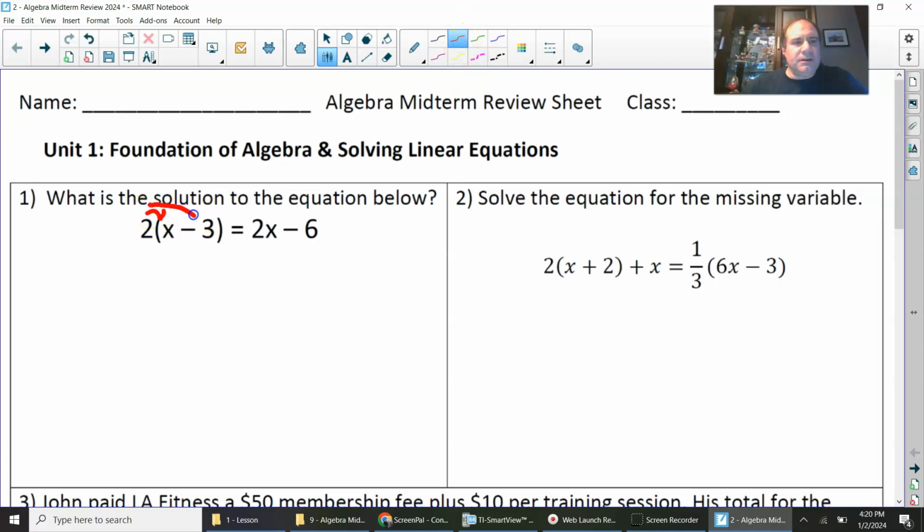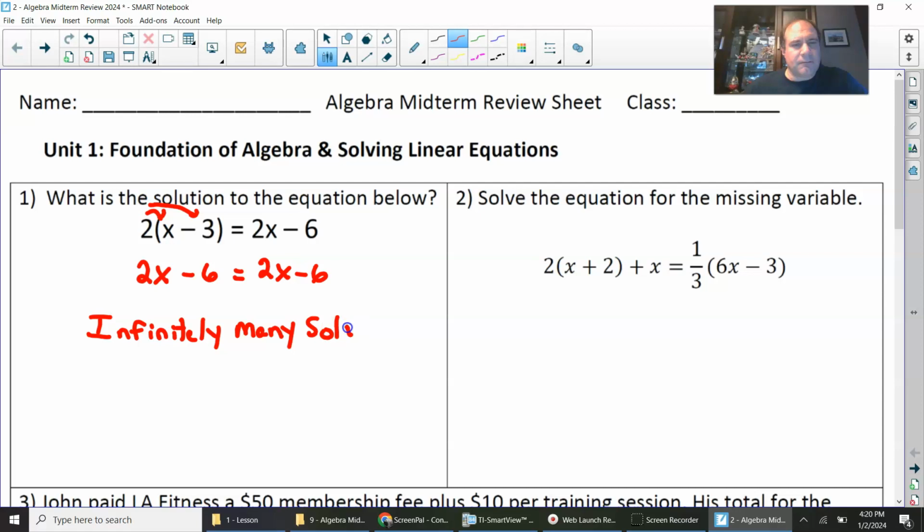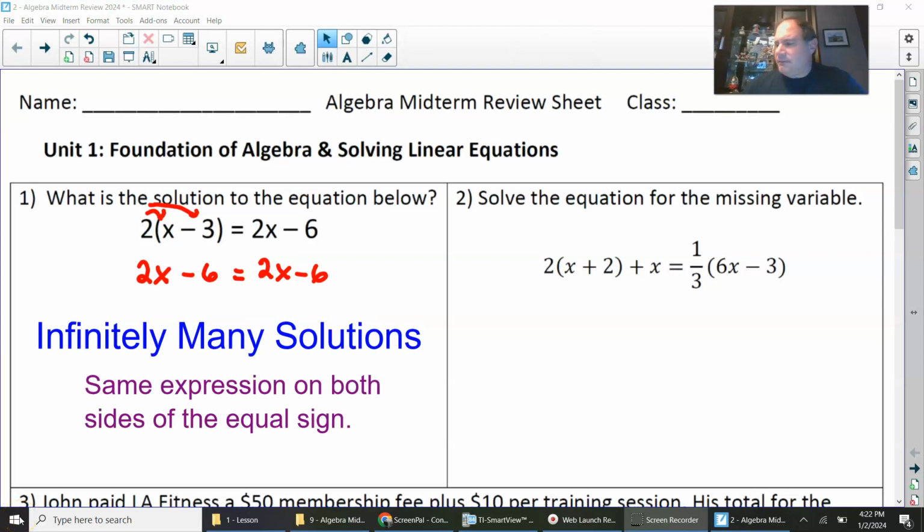when you see parentheses, you're going to do distributive property. You get 2 times x, which is 2x, 2 times negative 3, which is negative 6, equals 2x minus 6. Remember, you have the same expression on both sides, so this is the same. It is infinitely many solutions. And that means that's the same expression on both sides of the equal sign, and that is it.